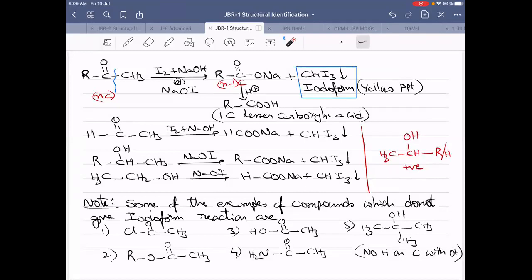Which one? No hydrogen on the carbon with OH.